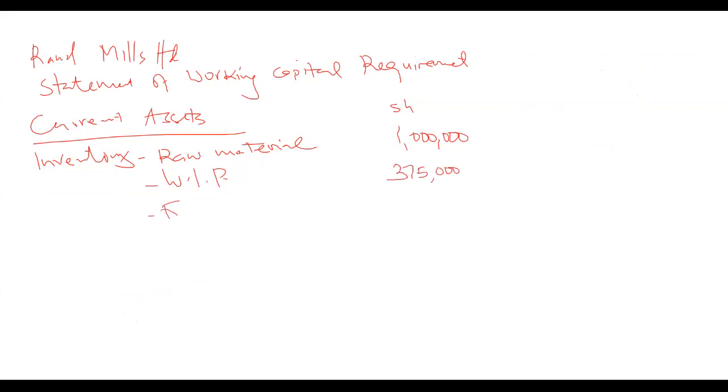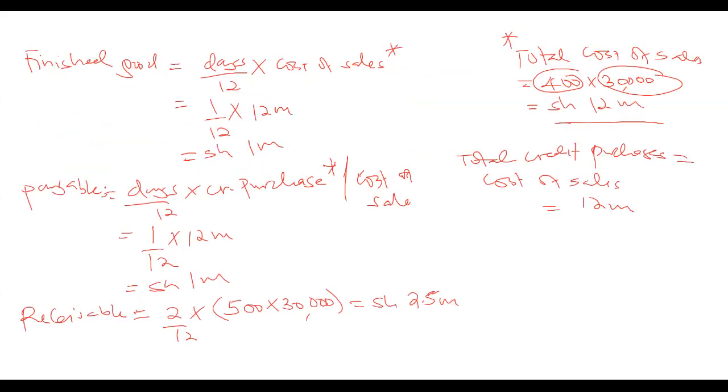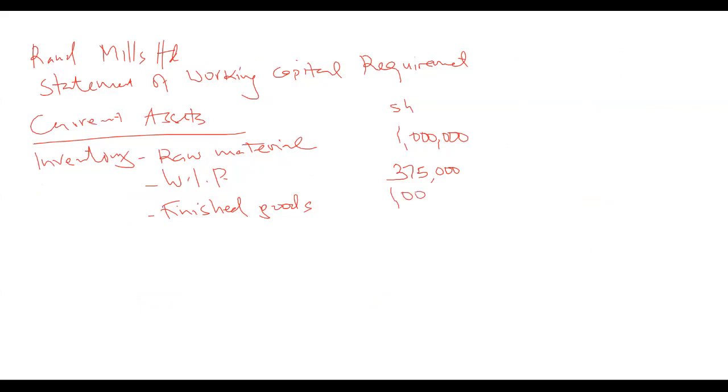Then you have finished goods. Finished goods, we have it here, 1 million. Then you have receivables, which you got 2.5 million. We got cash, don't forget, cash is part of it as per note 6. We have cash is 250,000. Again, the total current assets.